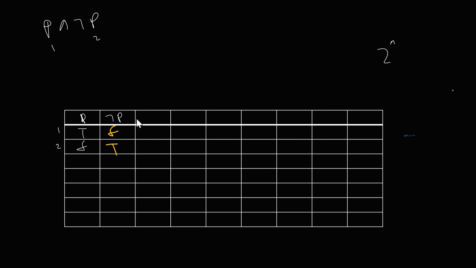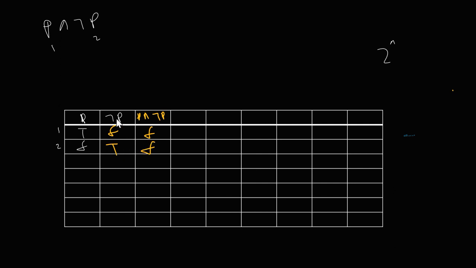Okay, let's look at P and not P. We're looking at these two, and "and" needs both of them to be true. Remember, "and" needs both of them to be true, and "or" needs at least one of them to be true for it to be true. So here they are not both true, so that means false. They are not both true, that means it is false.